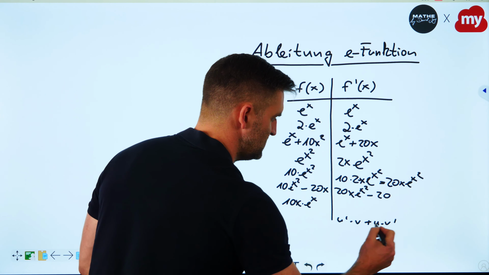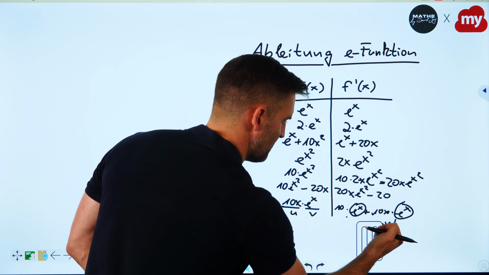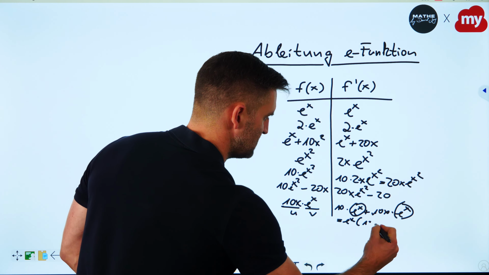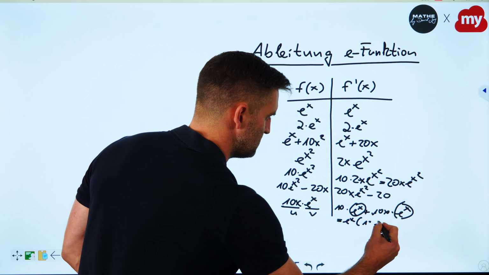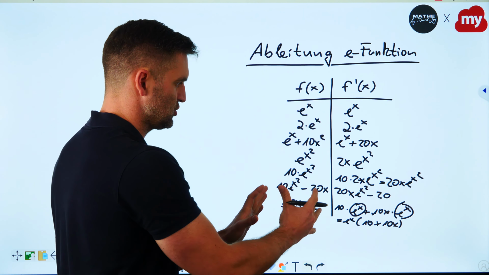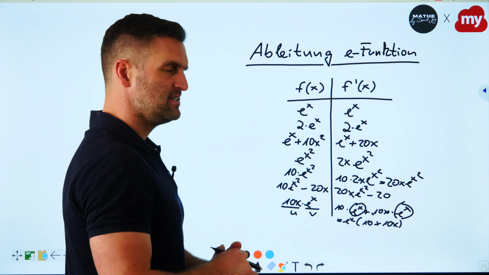And here, it's often made a bit nicer, written in such a way that you factor out the e term. And then you would have written here now e to the power of x, open parenthesis 10 plus 10x. So that was already a lot to take in. I also hope you understood it. You can find many more examples in the playlist, and if you can recognize these steps, you should get through it easily.